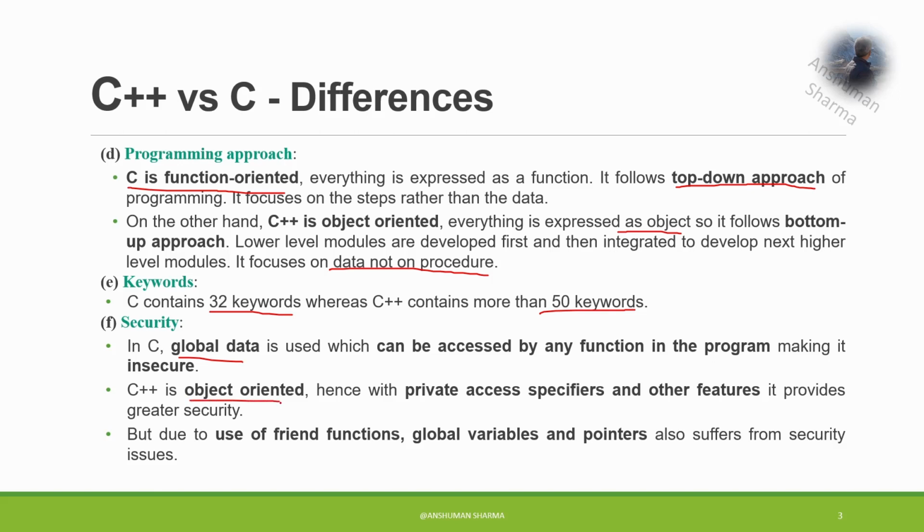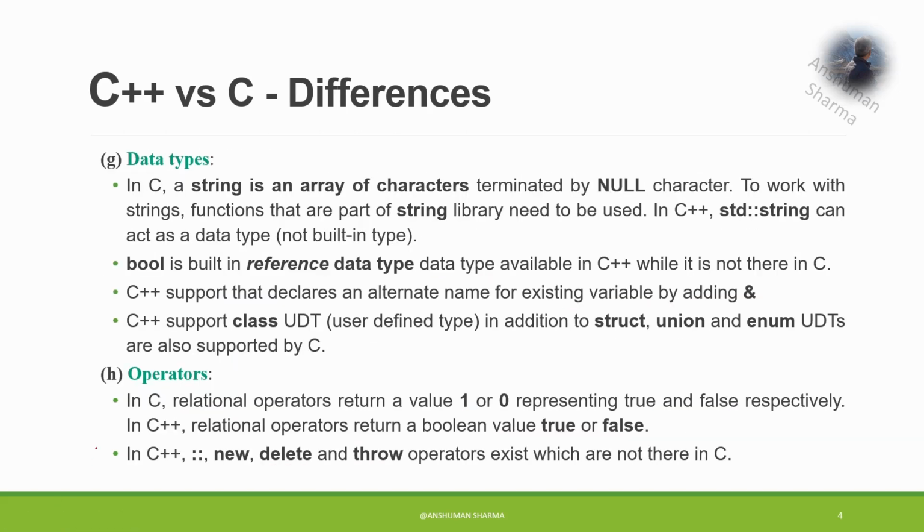Whereas C++ is object oriented, there are private access specifiers and many other features which add to security, and relatively we can say that it provides better security features in comparison to C. But due to the use of friend functions, global variables are also allowed, and with the use of pointers, it too suffers from security issues. Next, we can compare on the basis of data type.